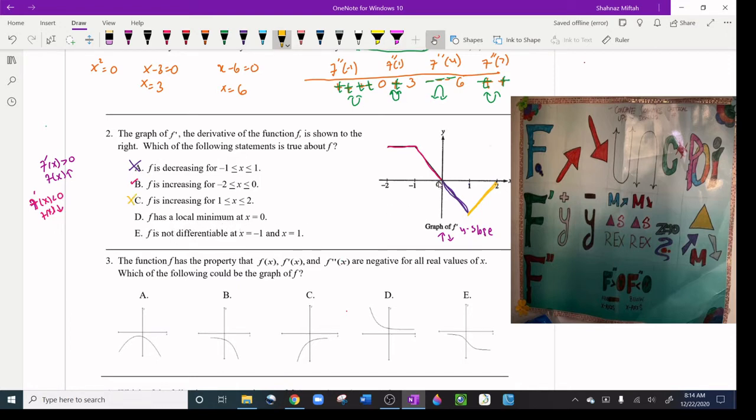This is 0 and they said it's minimum. Minimum means the f prime goes from negative to positive. This is not going negative to positive, it's going from positive to negative. So no, that 0 is not minimum.